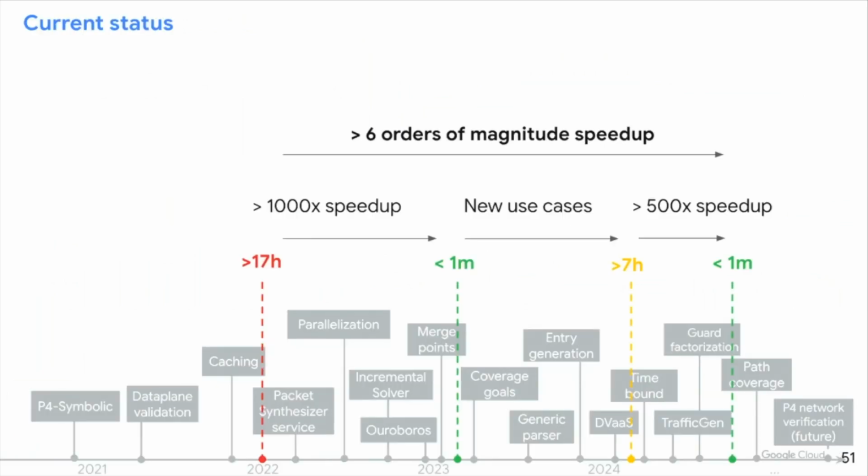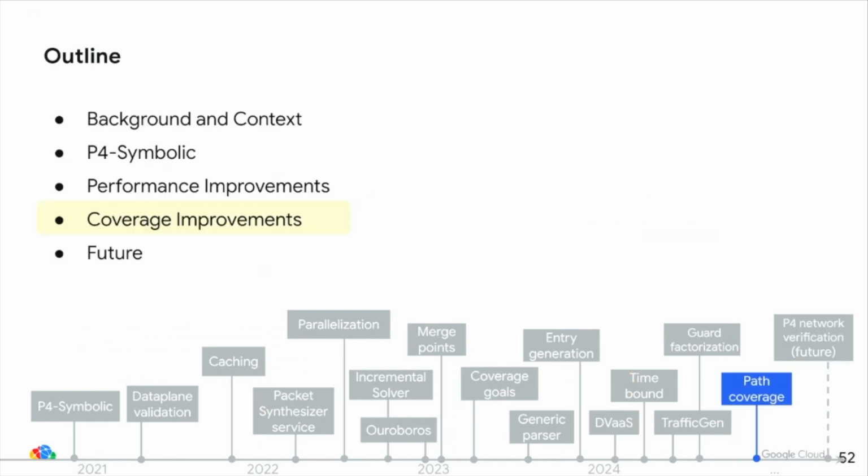So far, with all the improvements that we've had, we were first initially able to get a 1000x speedup, then it decreased a bit, and then later a 500x speedup. All in all, about 6 orders of magnitude speedup with all the optimizations that we've had. So this is the current state of P4 Symbolic. But what do we want to do next? We want to improve our coverage goals.